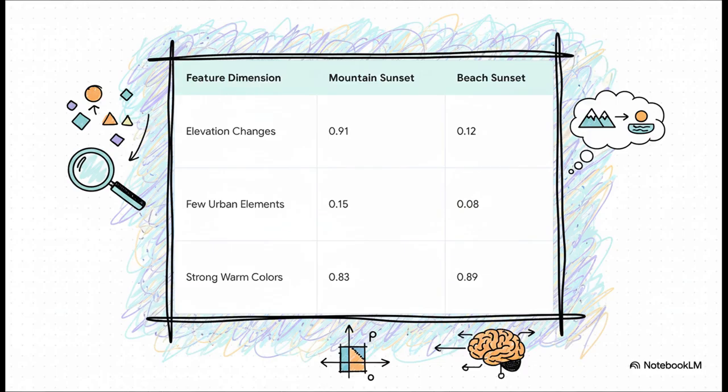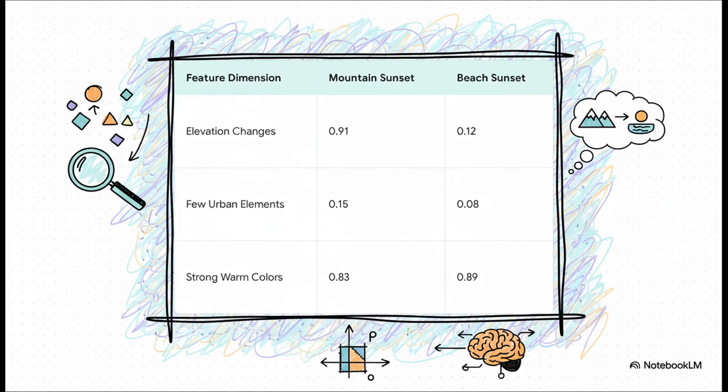And check this out. This is that idea in action. Look at the numbers for these two images. For the elevation changes dimension, the mountain picture scores a super high 0.91, while the beach is way down at 0.12. But look at strong, warm colors.